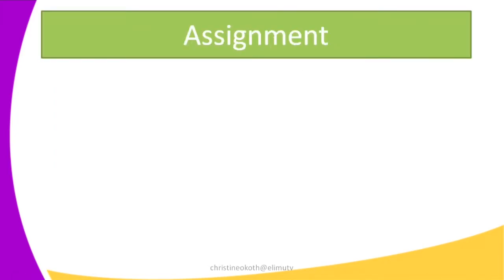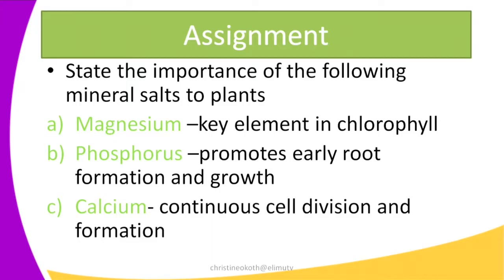So first, let us start by reviewing the previous assignment, which was: state the importance of the following mineral salts to plants. The first mineral salt was magnesium, and its importance in plants is that it's the key element in chlorophyll formation. Then the second mineral salt is phosphorus. It promotes early root formation and growth. And lastly, the last mineral salt was calcium. Its function in plants is that it helps in continuous cell division and formation.